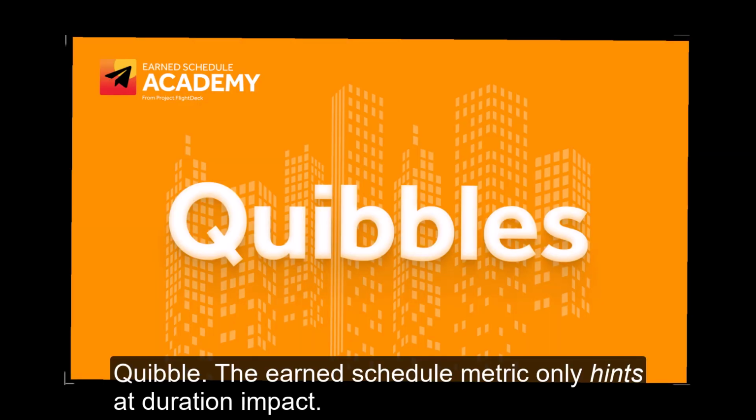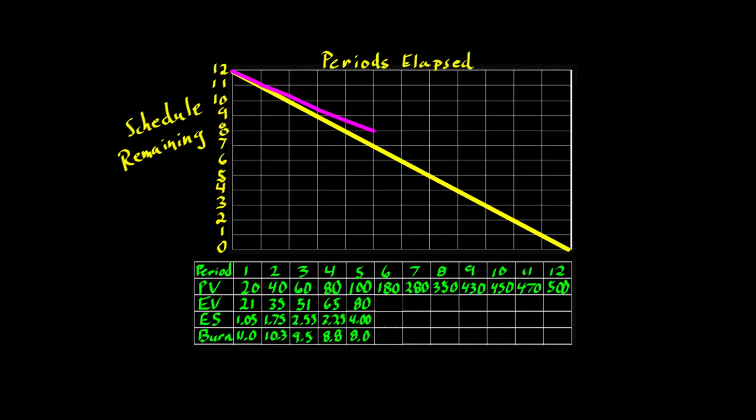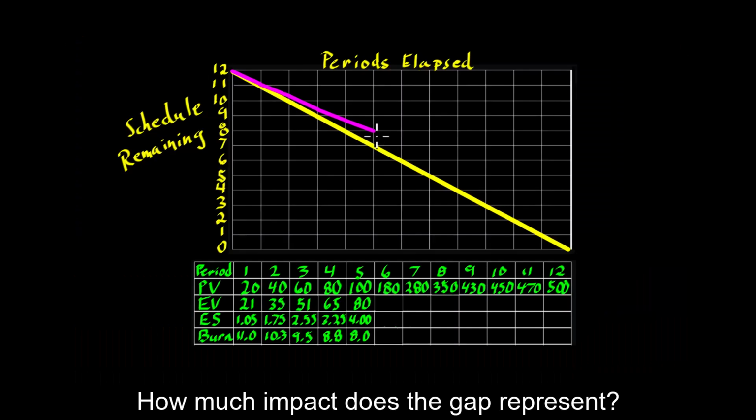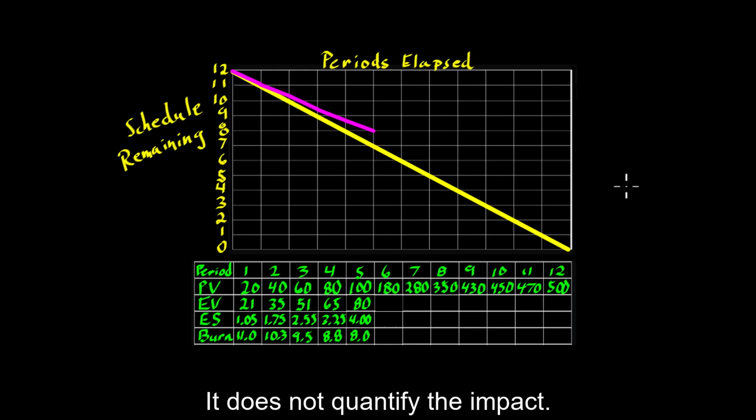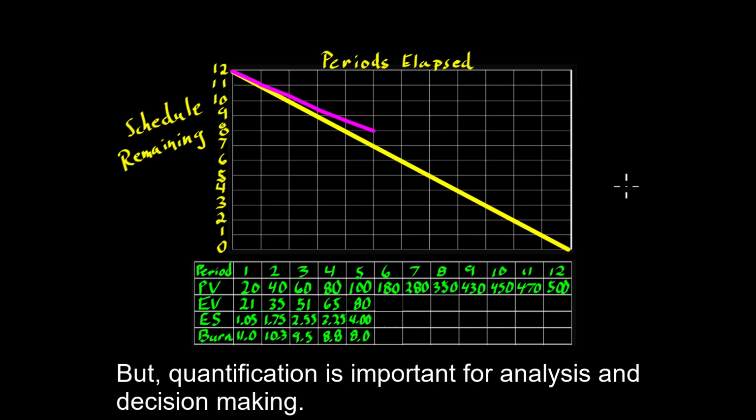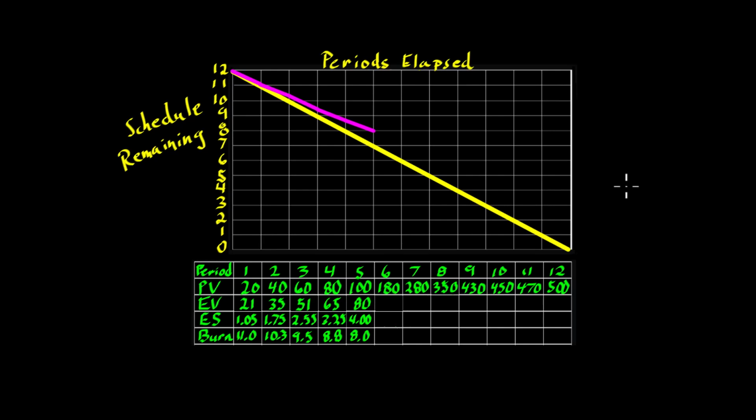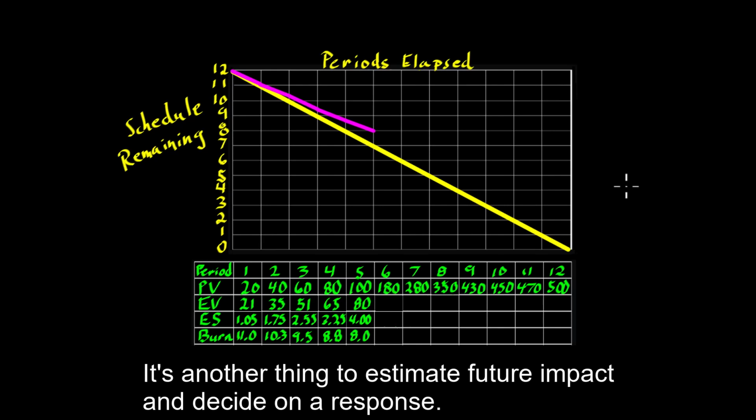Quibble. The earned schedule metric only hints at duration impact. How much impact does the gap represent? A day, a week, a month? That's only suggested by the size and the shape of the gap. It does not quantify the impact. But quantification is important for analysis and decision making. It's one thing to communicate current status. It's another thing to estimate future impact and decide on a response.